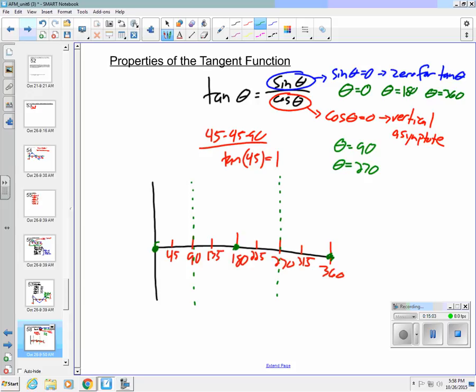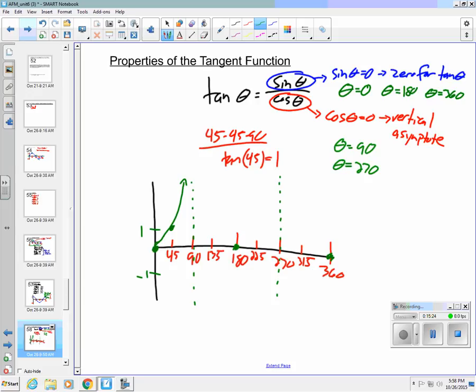Next thing we know is that at 45, it's going to be 1. So we're going to mark off our graph there, and then we'll kind of go through the pattern here one step at a time. So it starts at a 0, goes up to 1, and then we'll continue up along the vertical asymptote.